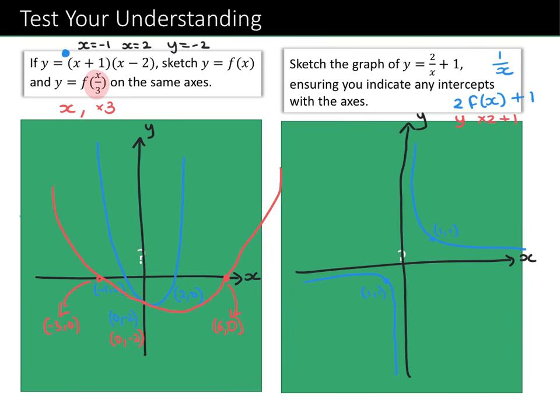So instead of 1, 1, it's going to be 1, 3. My new coordinate is going to be 1, 3. Now, don't forget, my asymptote is here where y equals 0. So if I multiply 0 by 2 and add 1, my new asymptote is going to be when y equals 1. You need to draw that asymptote or you're not going to get full marks. And this asymptote is at 0, 1, okay, when y equals 1. Okay, this asymptote is when y equals 1.